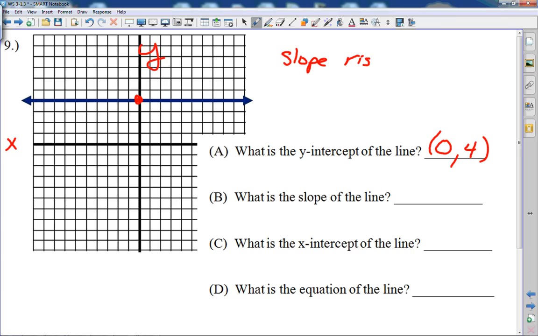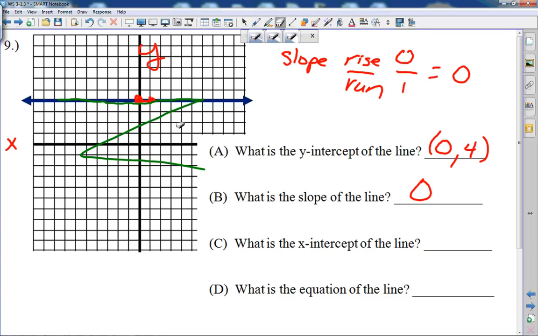Remember, slope is rise over run. Am I going up anywhere? Nope, I'm going up 0. And let's say from this point I go over 1. 0 divided by 1 is 0. The slope of a horizontal line is 0. Now, I also think of it like this. See how this line, I could pretend I could just make a Z like I was Zorro. Horizontal line makes a Z. Z is 0. That's just a silly way to try and help you remember that the slope of a horizontal line is 0.